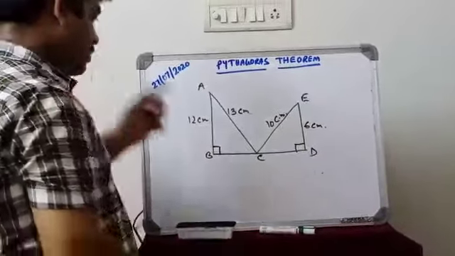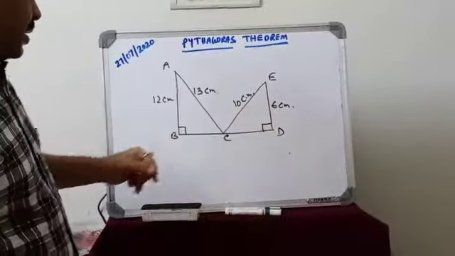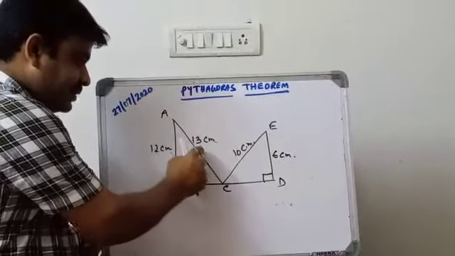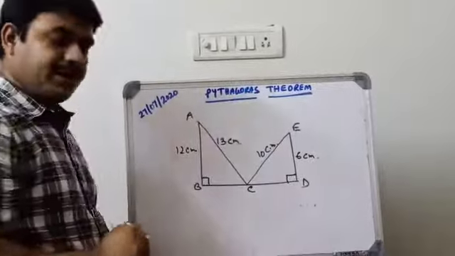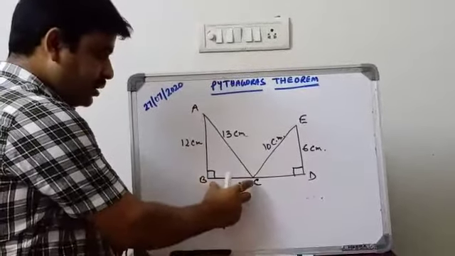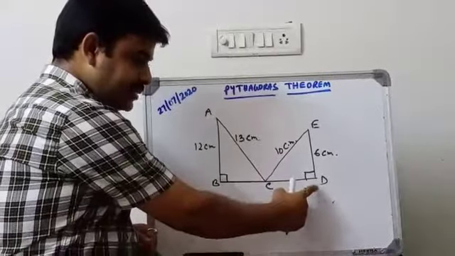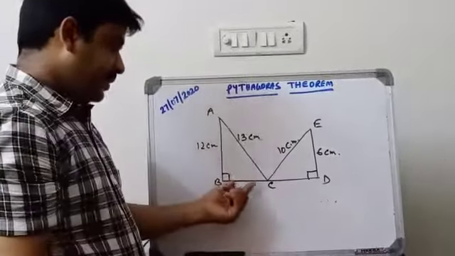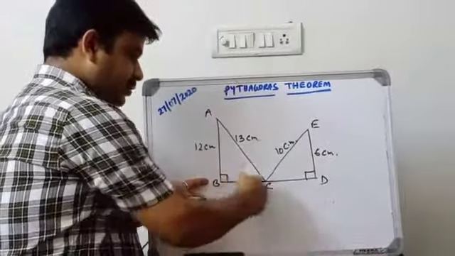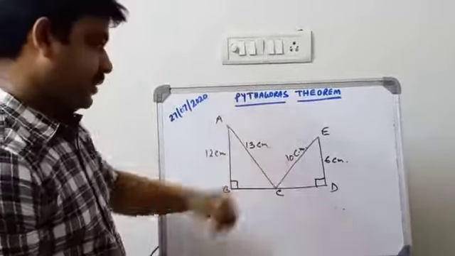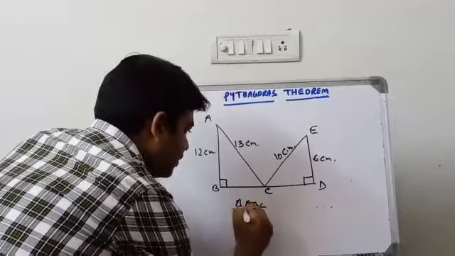Now look, which triangle is it? Right angle triangle. This one is also a right angle triangle. Here this length is 13, that is the hypotenuse. This length is 12, that means it is the perpendicular. What do we have to find out? This BC. Similarly, from this triangle we need to find this length, that is CD. If I get BC and CD and join them, then we will get the length of BD.